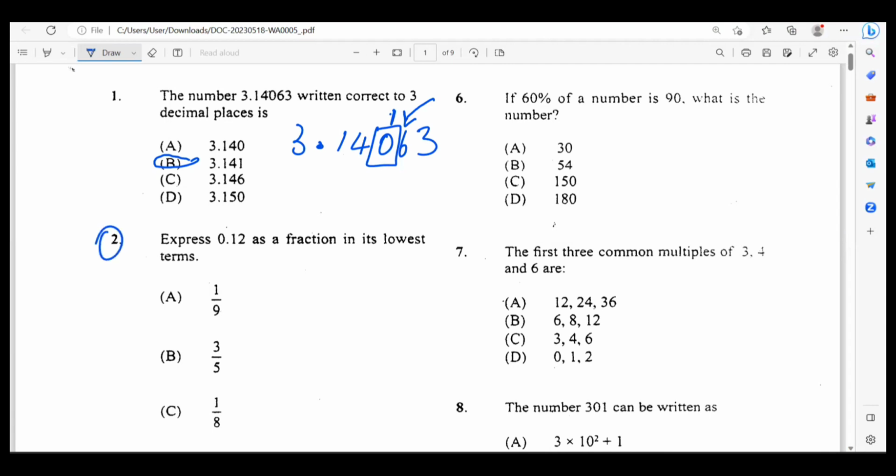It says express 0.12 as a fraction in its lowest form. I think I did this sometime, I don't remember. So this is going to be 12 over 100. So you want to represent 0.12. If you're not sure, the number of digits behind the point tell the amount of zeros you would be using. So because we have 2 places of decimal, we will be using 2 zeros, and it's always a 1 at the front.